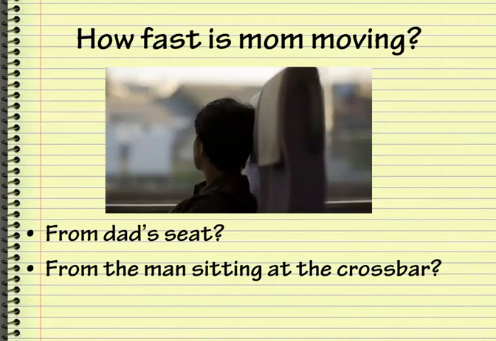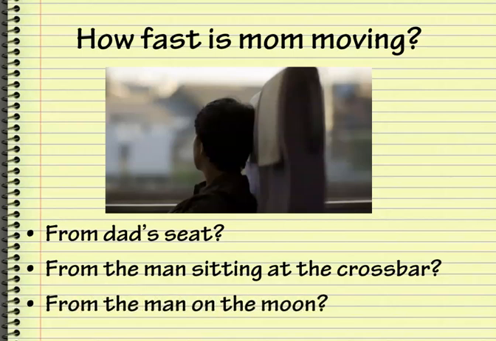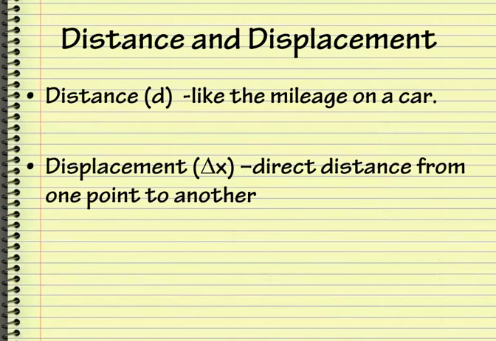Okay, if the train's going 55 miles per hour, guess what? It'll look like 55 miles per hour to the left or the right. Anyway, so that's from his frame of reference. Okay, and from the man on the moon, we know that the Earth is spinning fast. And so we know that my mom would be going really fast from somebody sitting on the moon. So it all depends on the frame of reference, which helps us figure out what the relative motion is.